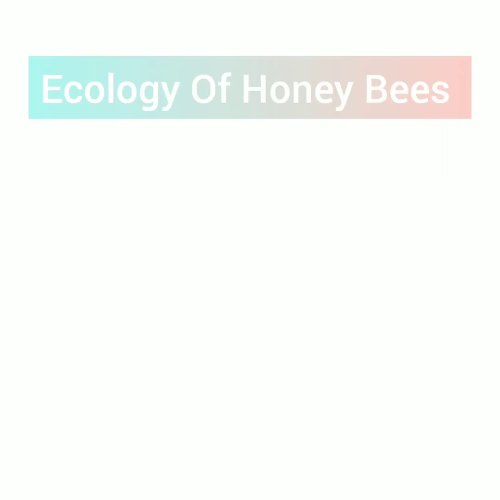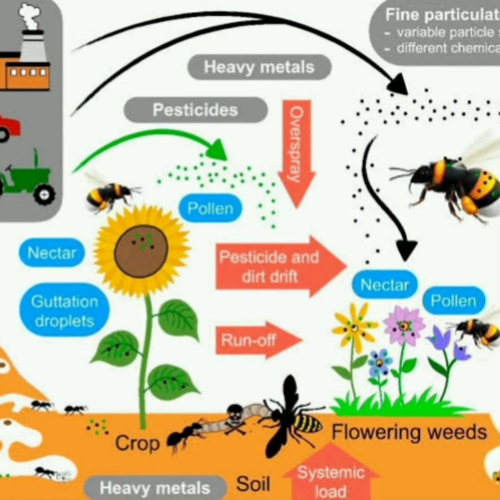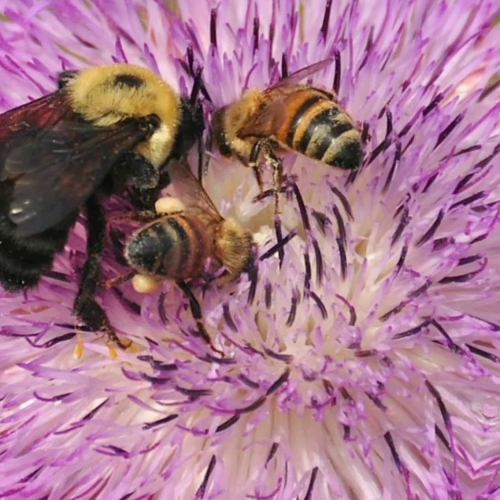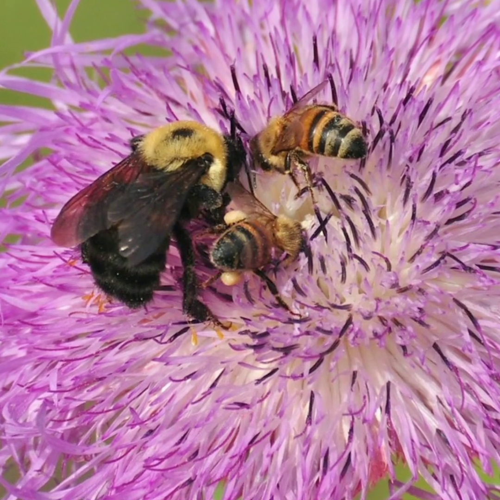Ecology of honeybees. The ecology of honeybees involves the study of the interactions between these insects and their environment, including their behavior, physiology, and interactions with other organisms. Some key aspects of the ecology of honeybees include pollination.